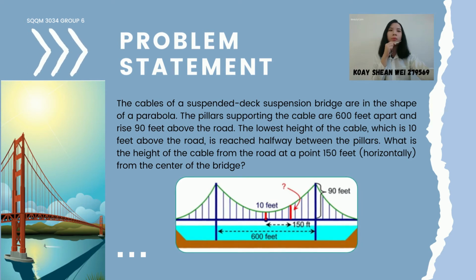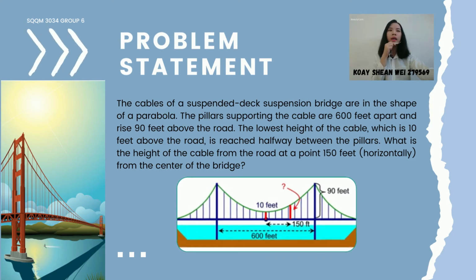This is our problem statement. The cables of a suspended deck suspension bridge are in the shape of a parabola. The pillars supporting the cable are 600 feet apart and rise 90 feet above the road. The lowest height of the cable, which is 10 feet above the road, is reached halfway between the pillars. So what is the height of the cable from the road at a point 150 feet from the center of the bridge?